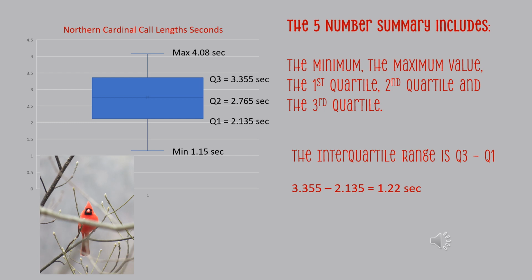Another value that we sometimes find useful is called the interquartile range, and it is how spread out Q3 is from Q1. So you take Q3 and you subtract Q1, the third quartile minus the first quartile. In this case, we would get an interquartile range of 1.22 seconds.